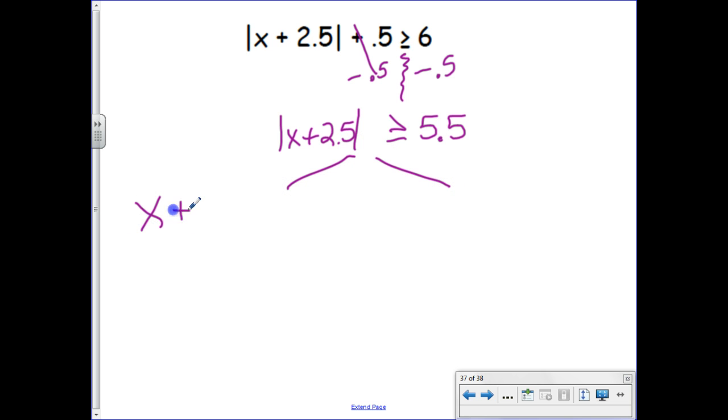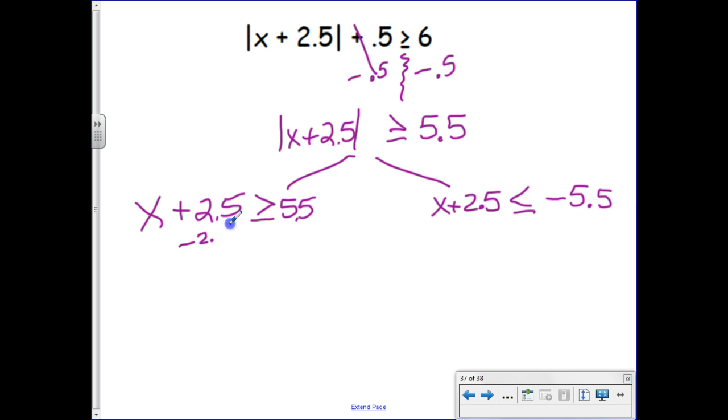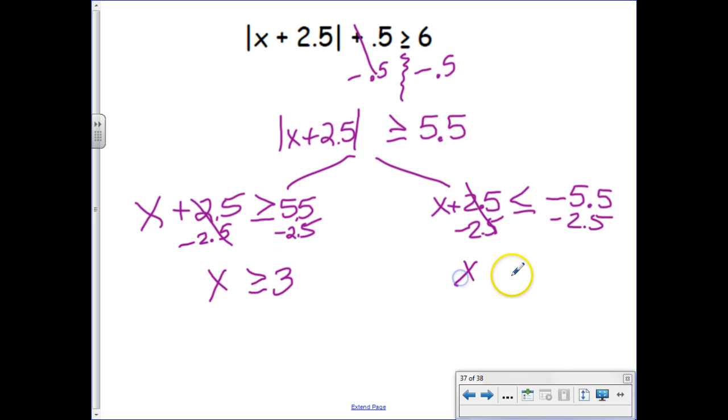The first case is as is. x plus 2.5 is greater than or equal to 5.5. The other case, x plus 2.5, flip the inequality symbol and use the opposite of this one, negative 5.5. Go ahead and proceed to solve each of these inequalities. I get x is greater than or equal to 3. Nice. On this side, subtracting 2.5 from each side, that disappears. So I get x is less than or equal to negative 8.